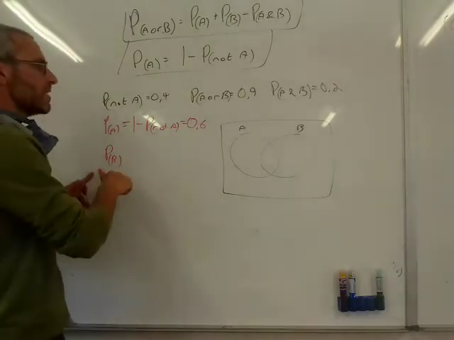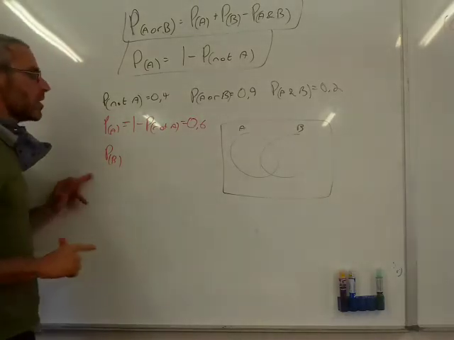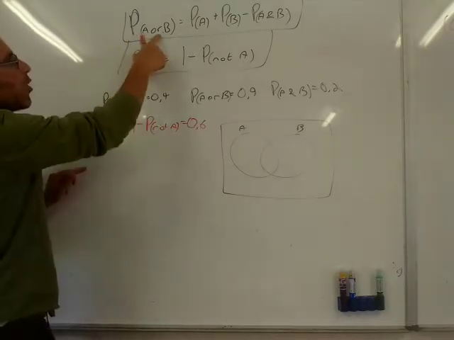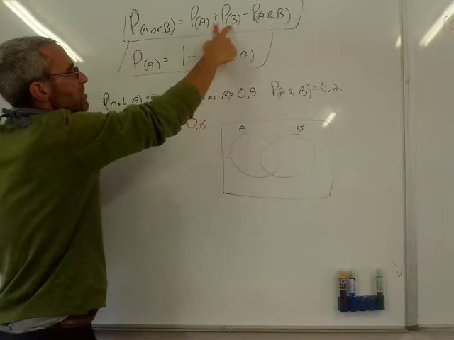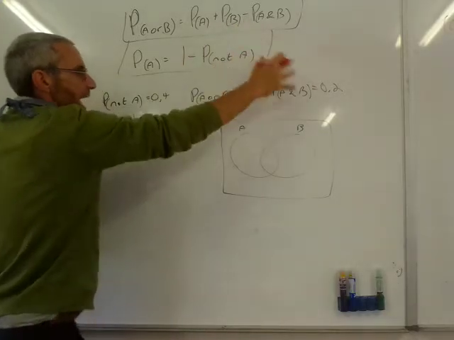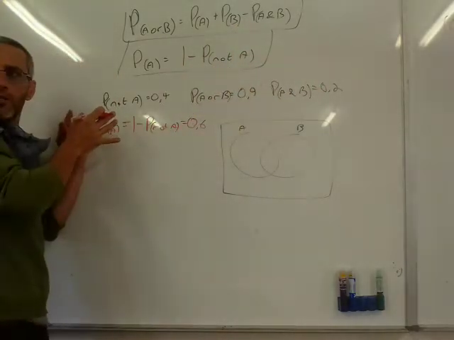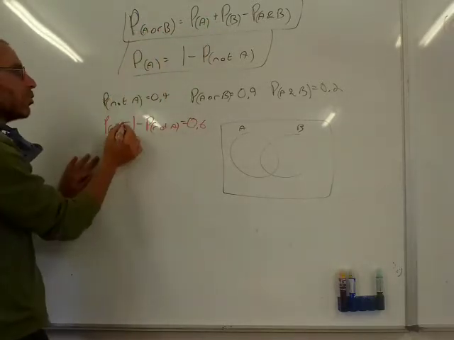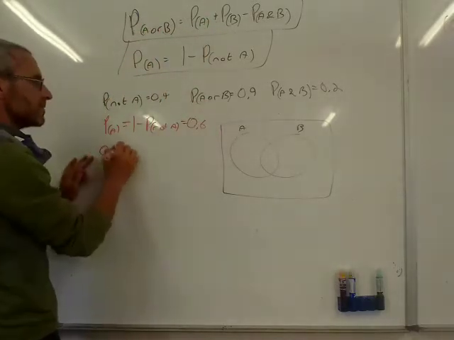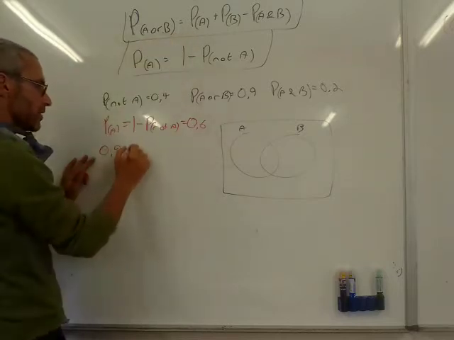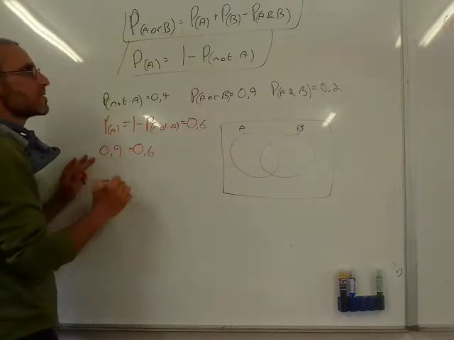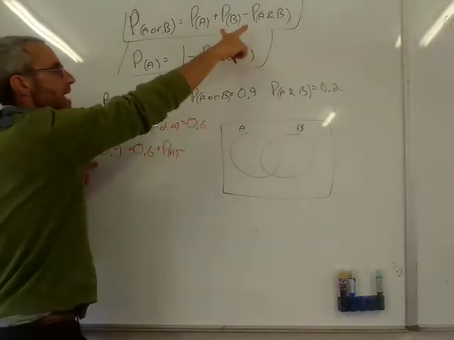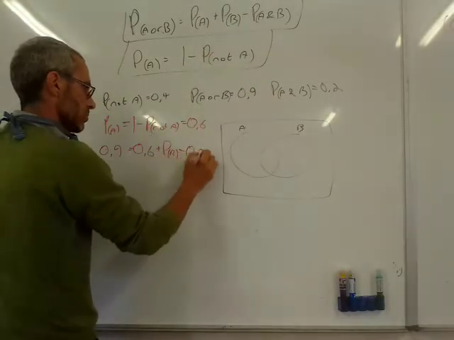Okay? The probability of getting B, how are we going to know that? Well, what I know is that P(A or B) equals P(A) plus P(B) minus P(A and B). And I've got all this information except for P(B). So I can find out. P(A or B) is 0.9. P(A), I just calculated, is 0.6. P(B), I don't know, so I'm just going to write it like this. Minus P(A and B), I know it's 0.2.